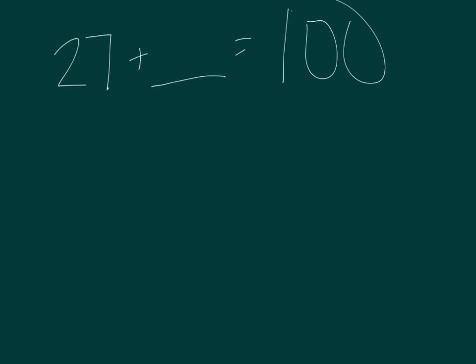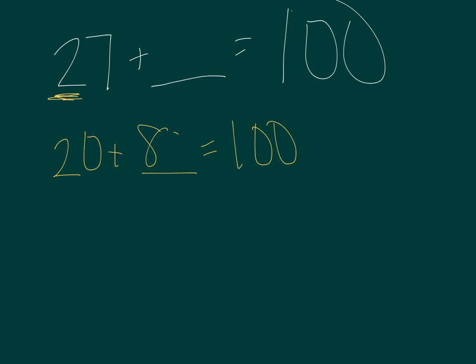Now, in my own brain, if I'm looking at 27 plus blank equals 100, I want to start with the bigger part. I would want to start with the tens. If I did it this way, I would think about 20 plus blank equals 100, and I would get 80. So I could put an 80 right here, an 8 right there. But then, now if I look at my ones, 7 plus 3 equals 10. That would give me 83.